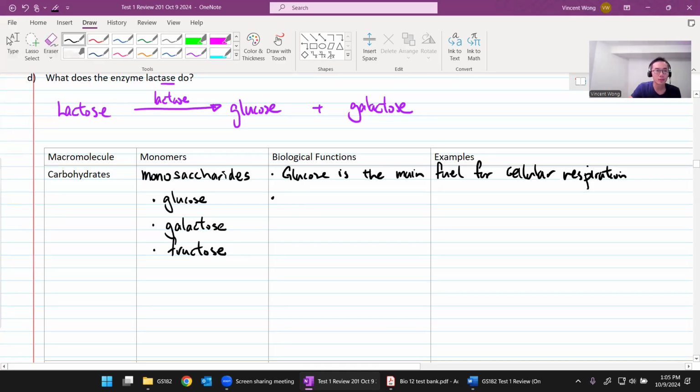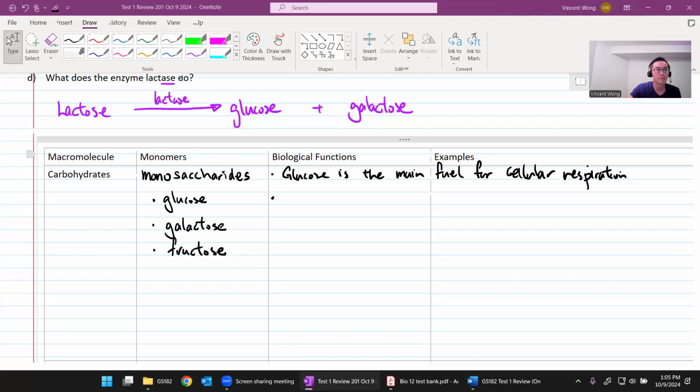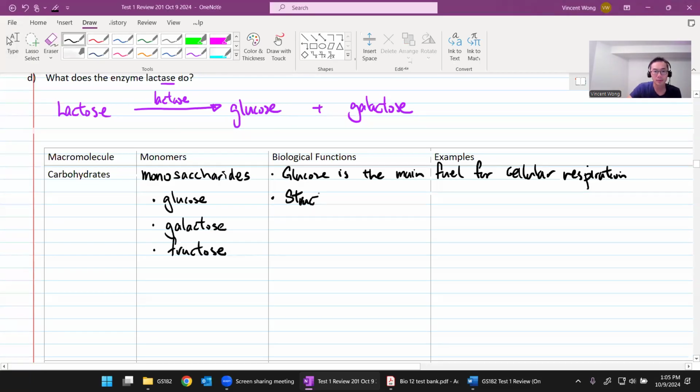Is there another function that you guys remember? You can type the answer if you don't feel like unmuting and talking to me. Just try to participate a little bit so it feels like you are part of the class. What other functions are there for carbohydrates? Support. Support, that's right. Yeah, structural support. Very good.